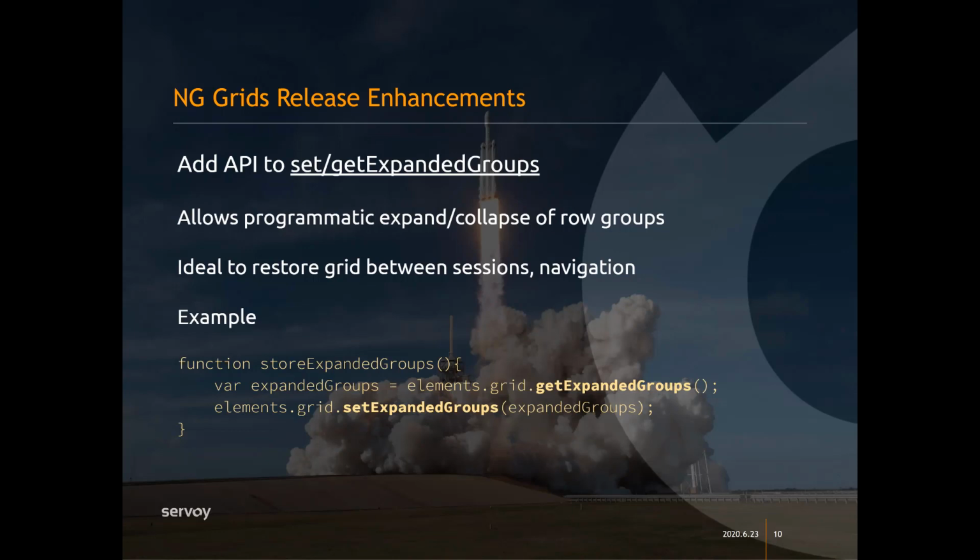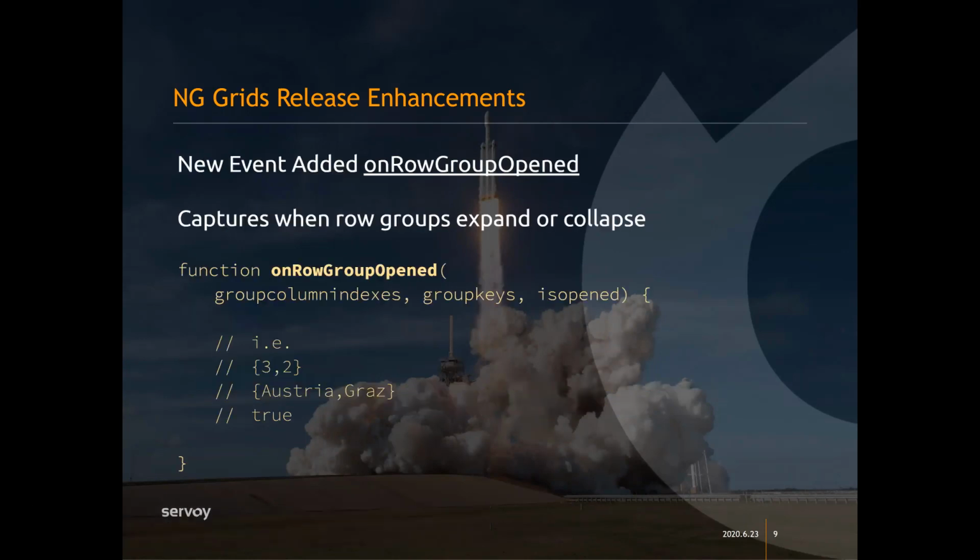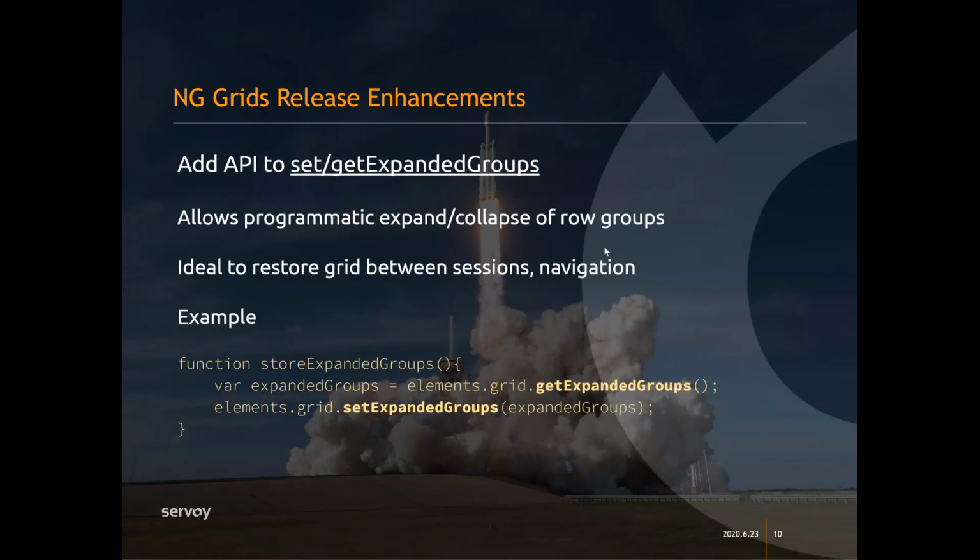Another thing you could do is use this in some sort of navigation, like if you had a back button and you went back to a form and you wanted to reset some sort of grouping, you could persist it between navigation events. But in my example, I combine the first property here, the on row group opened event that we added, with this API to set and get, so that I can persist the row group expansion state between sessions. So I'll show what that looks like.